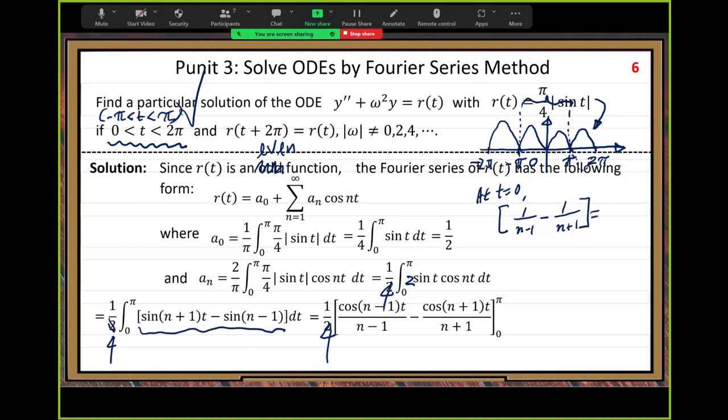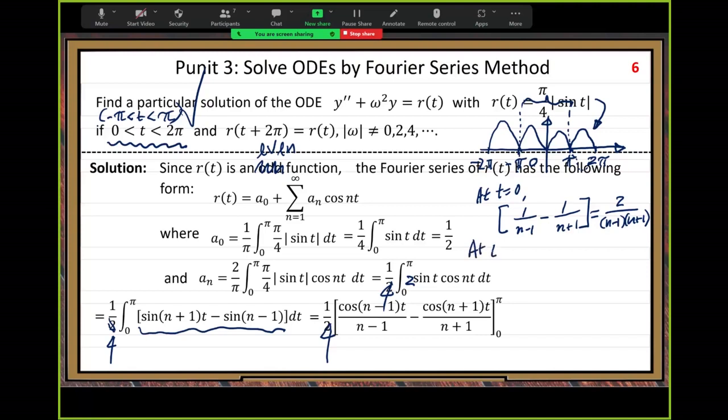That's 2 over m minus 1 times m plus 1, right? Can you see that? Common denominator, difference, numerator 2.